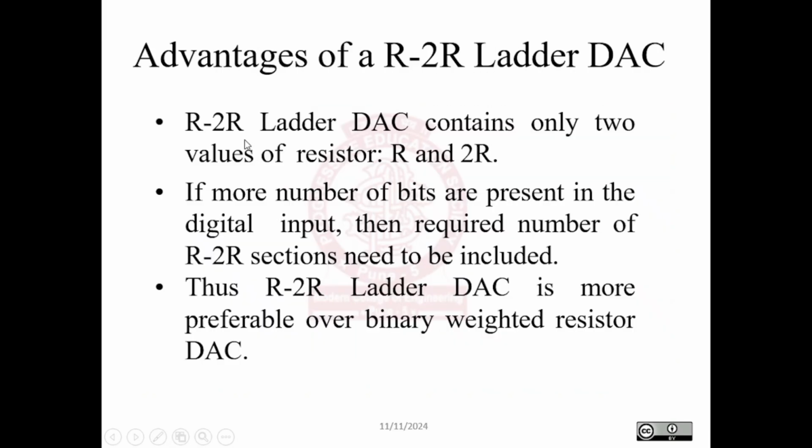Next, we see the advantages of R2R ladder DAC over binary weighted resistor DAC. It contains only two types of resistors, that is R and 2R. If more number of bits are present, then only the required R2R sections are included. Like we see that if it was 2-bit, then we had R and 2R combinations, whereas if we have 4 bits, then we will have 4 R-2R combinations. Thus, the R2R ladder DAC is more preferable over binary weighted resistor DAC.